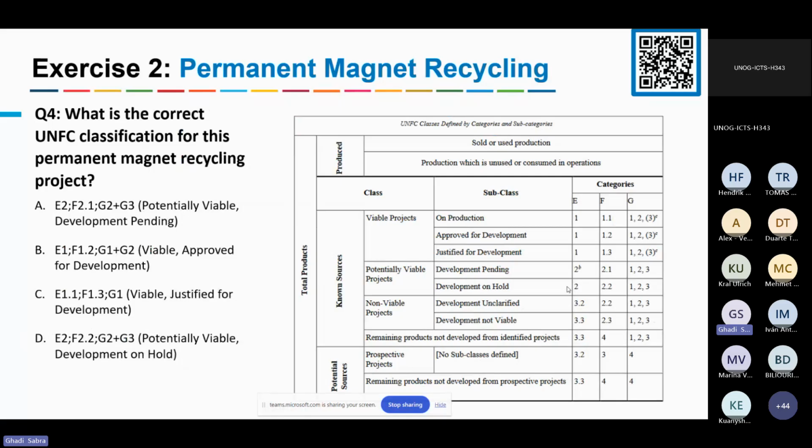So what is the UNFC classification for this permanent magnet recycling project? Remember the top-down approach that Slavko showed. Is it E2, F2.1, G2 plus G3? Is it E1, F1.2, G1 plus G2? Is it E1.1, F1.3, G1? E2, F2.2, G2 plus G3.